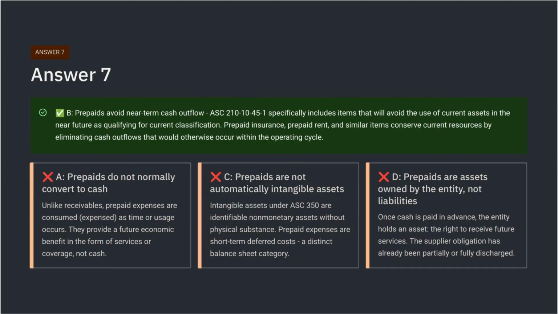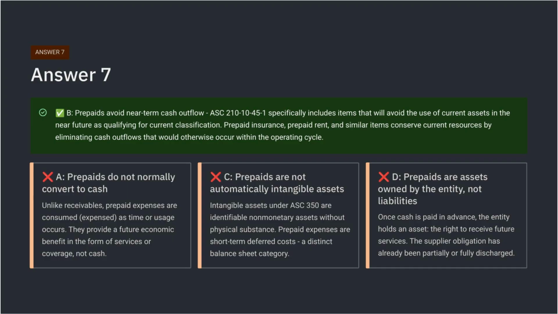They avoid using current assets in the near term to pay for those items. Prepaid insurance, prepaid rent, and similar items are current because they provide benefits within the current period and prevent a near-term cash outflow. Option A is wrong because prepaids normally do not convert directly into cash.